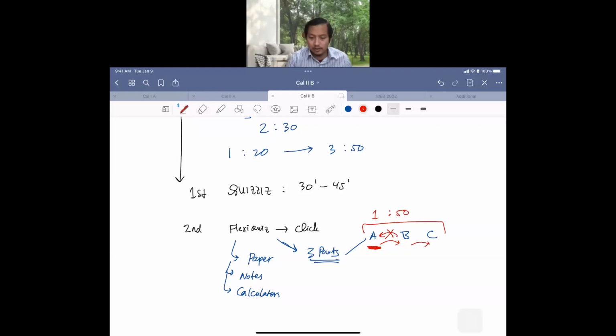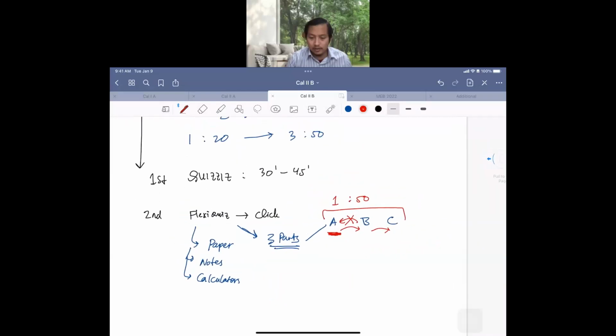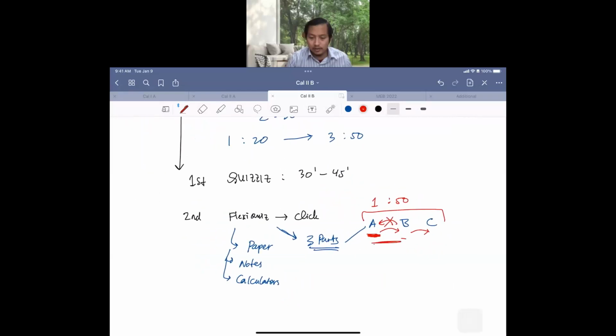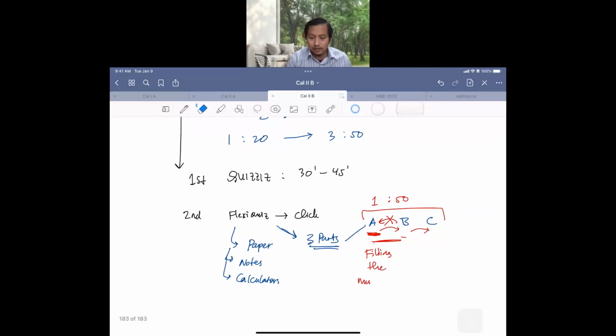I will give you roughly the conditions on what will be on A, what will be on B, and what will be on C. A and B are filling the form, filling the multiple choice, or filling the options. So you just need to click on the options available, or maybe write some variable if you want to submit, for A and B. So you just need to fill in the form.